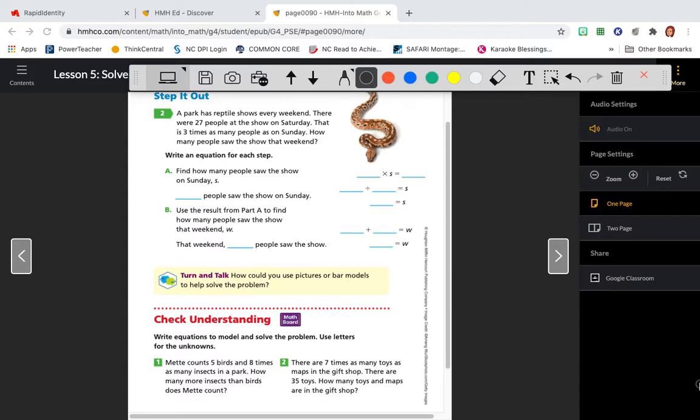So let's go with step A first. Find how many people saw the show on Sunday. So we don't really know our number for Sunday just yet. So they're going to use an S for the unknown. So S stands for Sunday.